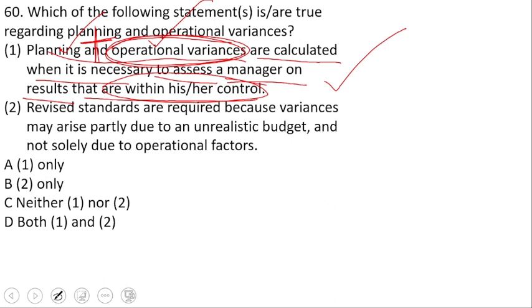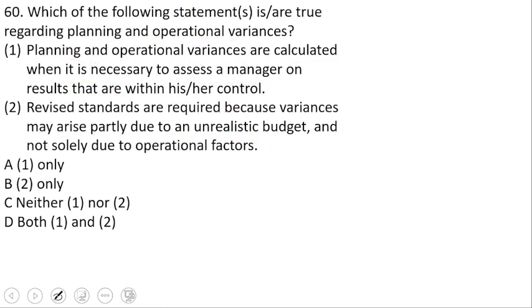Now the second statement, revised standards are required because variances may arise partly due to an unrealistic budget and not solely due to operational factors. That's also absolutely true. Why are we revising the standards? Because of an unrealistic budget. That is to remove the unrealistic part from the budget. So statement 2 is also true, which means that which of the statements are true? It's option D, both 1 and 2.